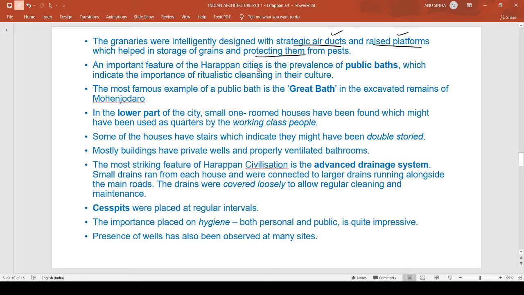An important feature of the Harappan civilization is the prevalence of public bath, which indicates the importance of ritualistic cleaning in the culture. So it says that this is a very marked feature of the Harappan civilization where we see the prevalence of public bath. It could be a symbol of ritualistic cleaning of the culture. And the most famous feature of a public bath is the Great Bath. That is the excavated remains of मोहनजोदारो.